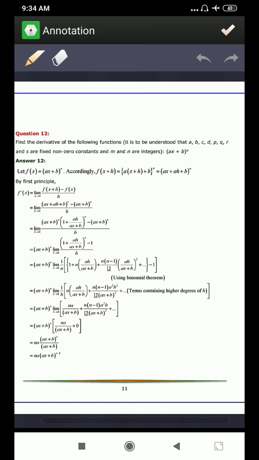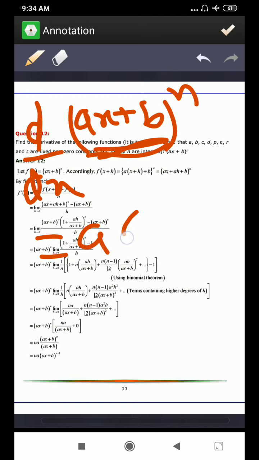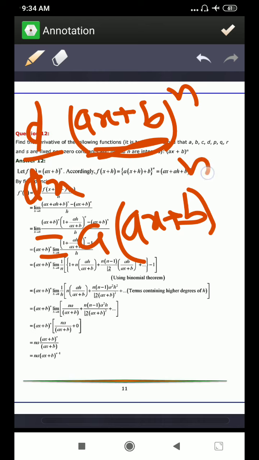So it is (ax plus b) raised to power n. How to differentiate this? In chain rule actually we'll take it as first x raised to power n, or you can first learn the direct formula. I am mentioning it. Whenever it is given (ax plus b) raised to power n, its derivative is a into (ax plus b) raised to power n minus 1. You learn this formula, first note it down.